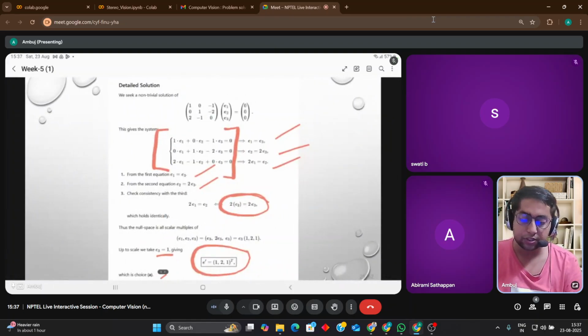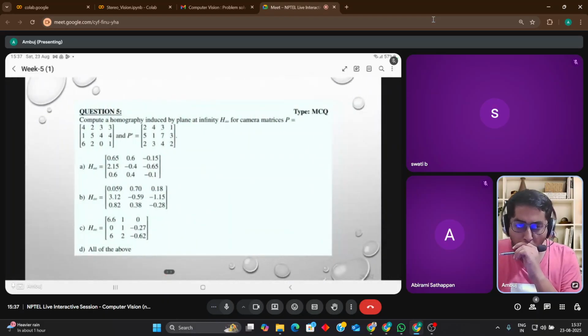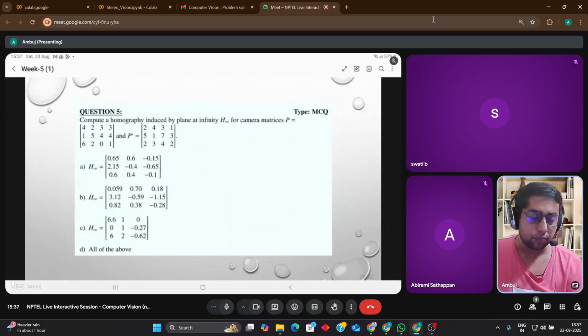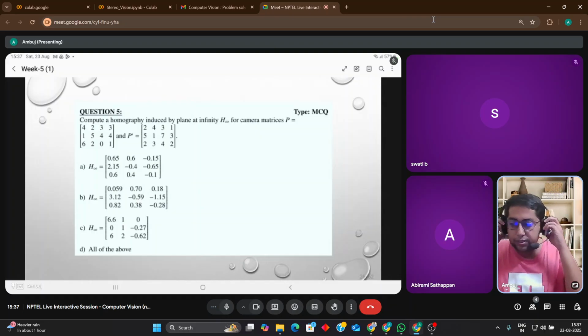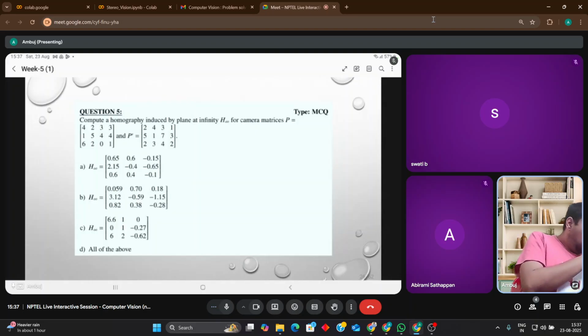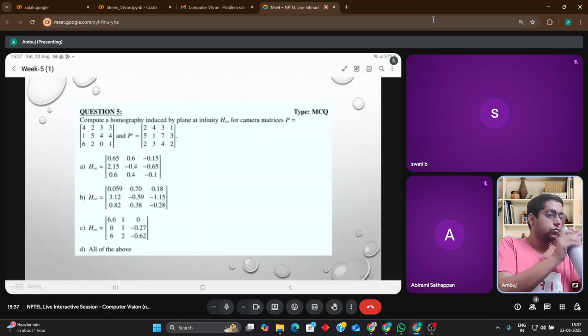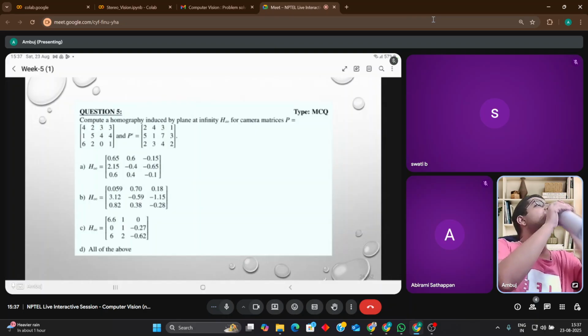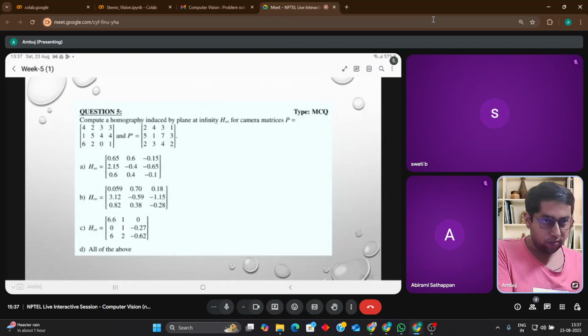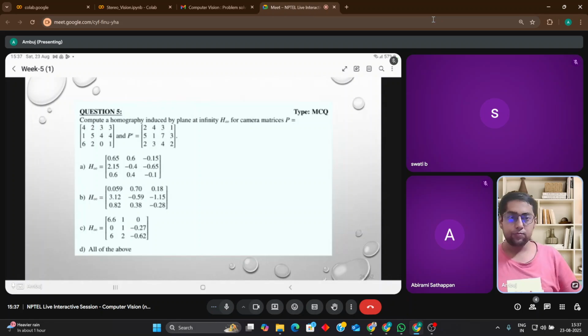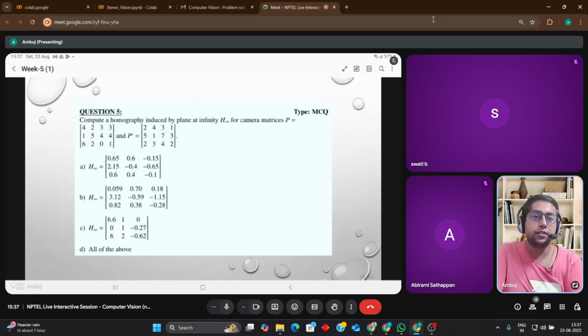Be very careful in the examination regarding these type of questions. Just one second. Yeah, be very careful in these type of questions in the examination, about which option you have to pick and which option you have to eliminate.